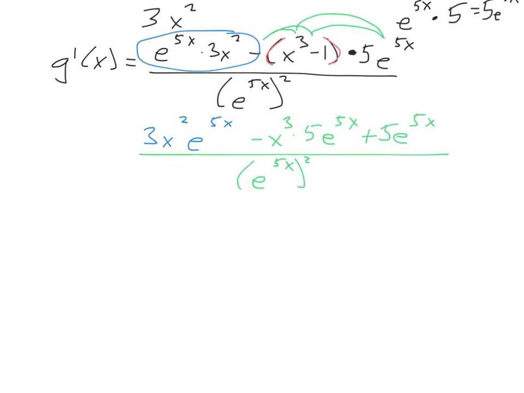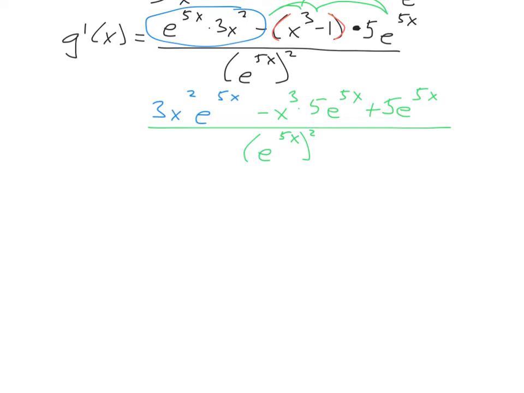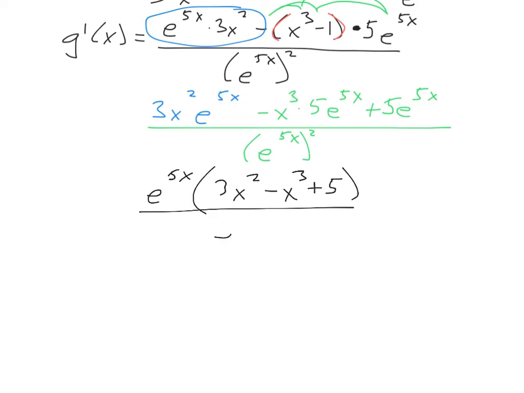I'm going to get myself a little more space here. The next thing that's going to happen is in the numerator, I'm seeing that all those things have an e to the 5x. So if I factor out that e to the 5x, what I'm left with is 3x squared minus x cubed plus 5. And this is all over e to the 5x squared.